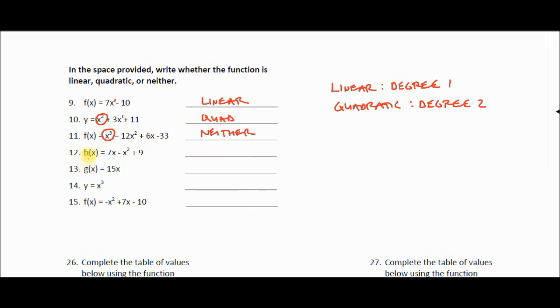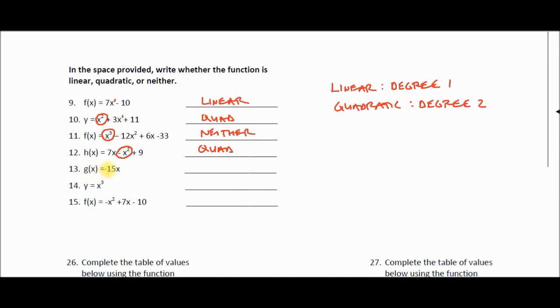Question number 12, h of x is equal to 7x minus x squared plus 9. Now class, you can see this is not the normal order that you're used to. We can rewrite this in proper order. It'd be negative x squared plus 7x plus 9. But for this question, we don't need to do that. All we need to notice is that this term right here is a squared term that has an exponent of 2. That's the largest exponent in this function. And that means this is a quadratic equation.